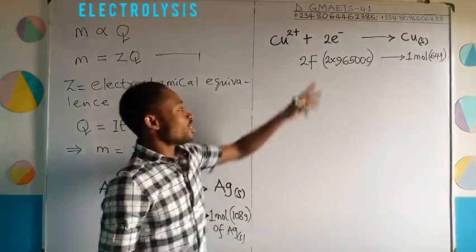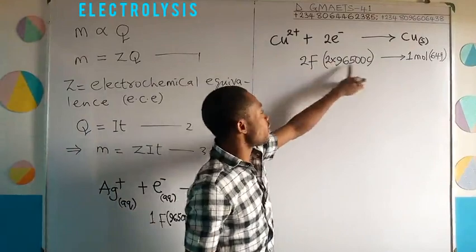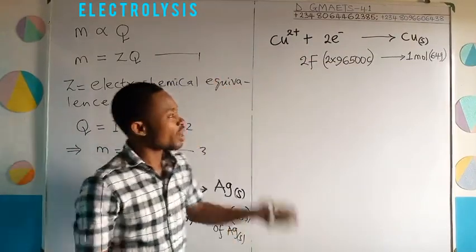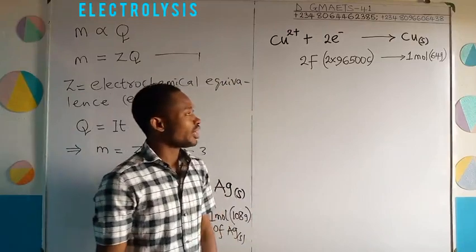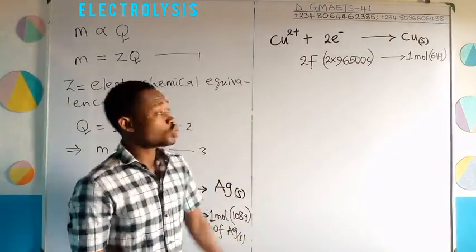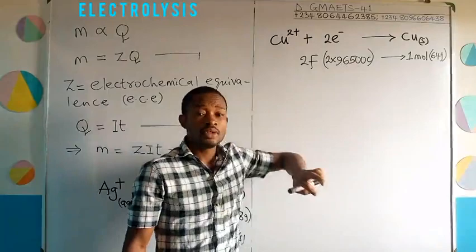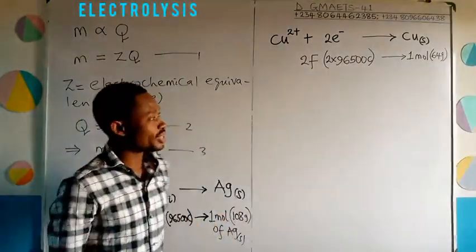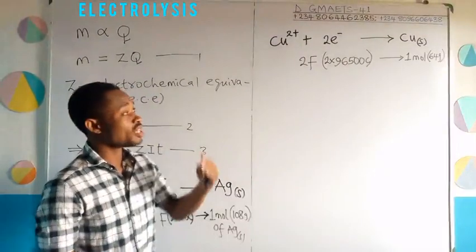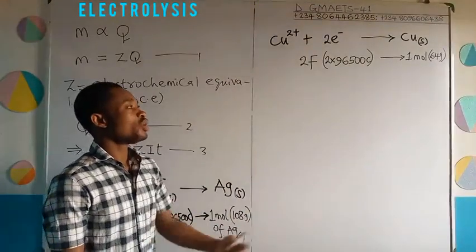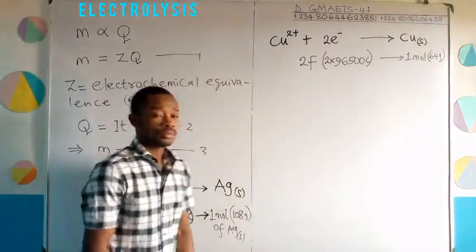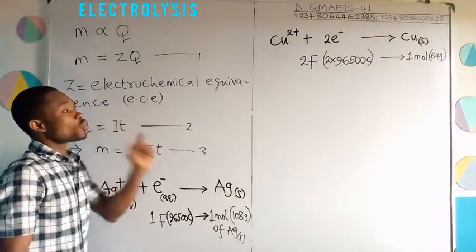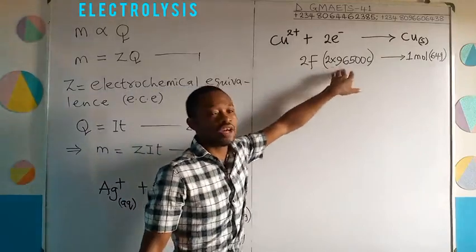So this becomes a standard. 96,500 times 2, if you press it down, you're going to get a value of about 193,000 coulomb. So 2 Faraday will give you this coulomb. The quantity of electricity in 2 Faraday is this value. 2 times 96,500 should give us 193,000 coulomb. This quantity of electricity, Q equals IT.